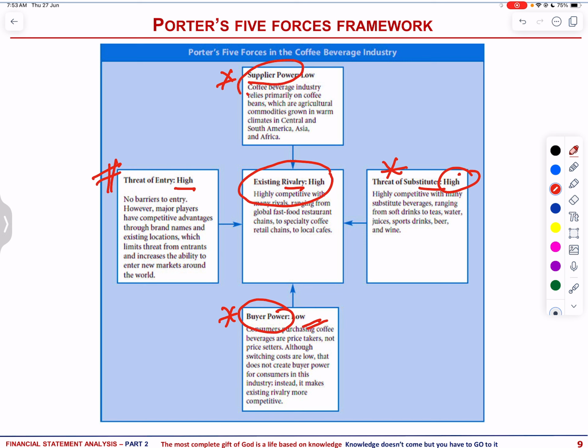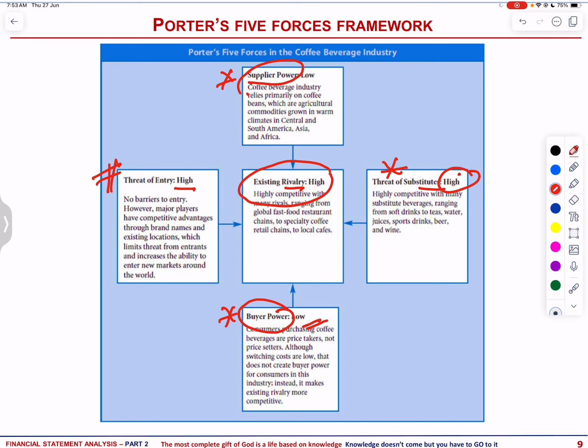The supplier power is low in the coffee beverage industry. Green coffee beans, the primary input of coffee production, are agricultural commodities traded globally. As such, coffee bean suppliers do not wield significant power over pricing. Unlike industries where few suppliers dominate, for example software or microprocessors, the coffee industry benefits from numerous suppliers across coffee producing regions globally.